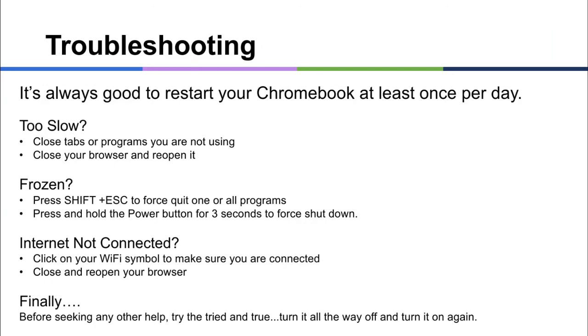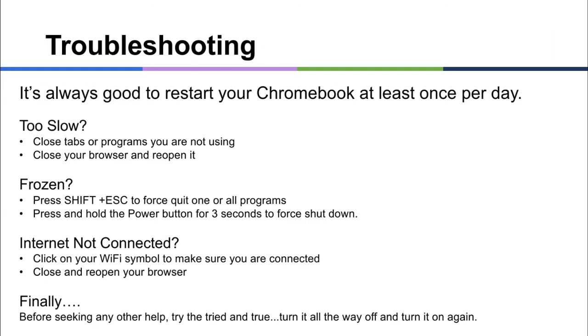However, there may be some other things that are going on. If by chance your Chromebook is too slow, one of the things you can do is close the different tabs or programs that you're not using. The more we have open, the slower things can be. So again, you have that next tab option at the top of your toolbar or keyboard. You can use that to see what's actually running. Or you can also close your browser and reopen it.